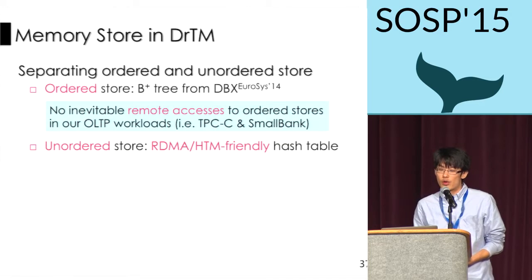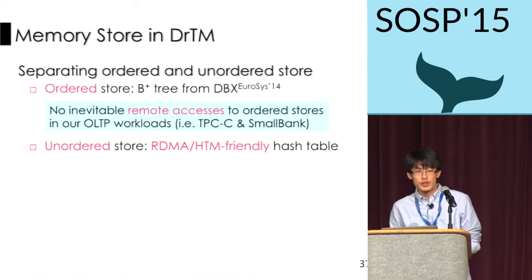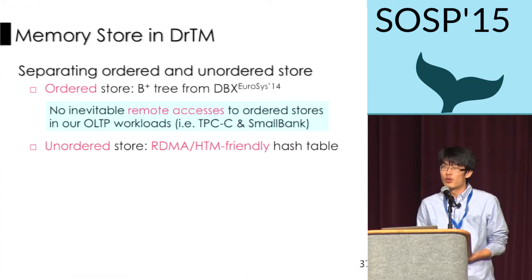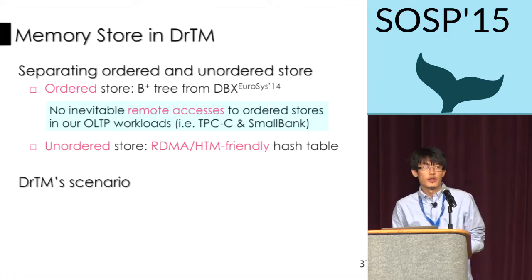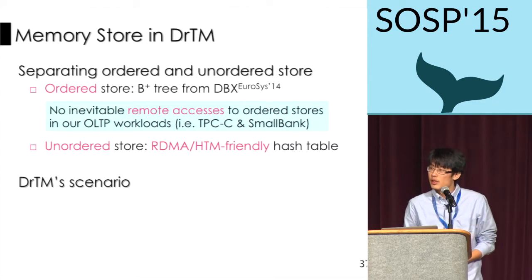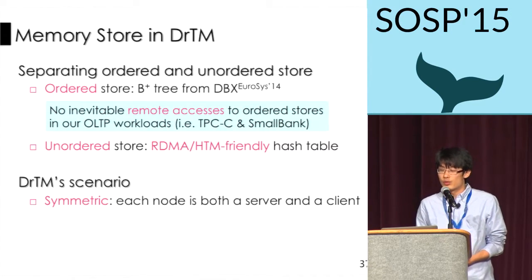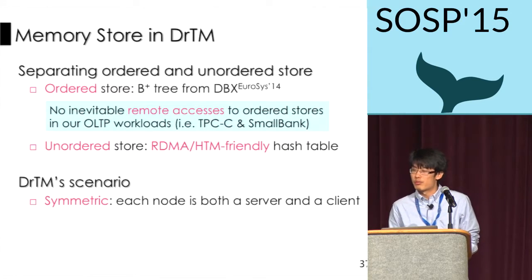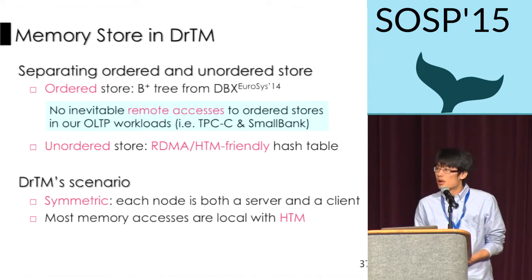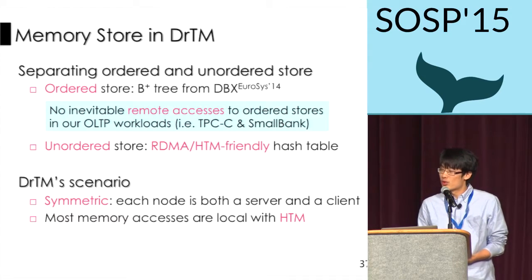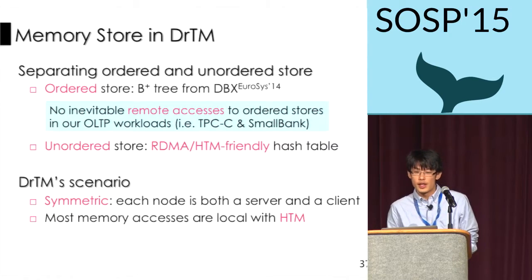For an unordered store, we provide an RDMA and HTM-friendly hash table. Although RDMA-friendly hash tables have been well studied, in DrTM we have different scenarios than previous designs. First, since we are targeting a symmetric model where each node is both a server and a client, we want to use one-sided RDMA operations as much as possible. And second, most accesses to the memory store are local accesses within an HTM transaction, so we want our memory store to be friendly to local operations and to HTM.